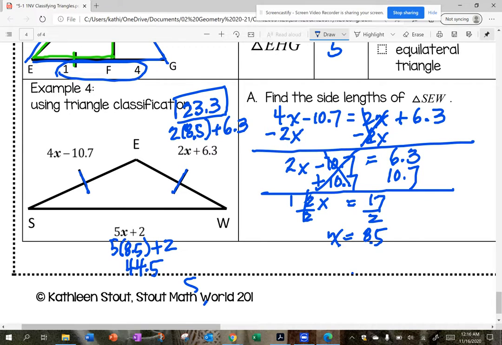And thinking about this, I want to check this other side, side SE. Since my 2 sides are congruent, when I substitute, I should get 23.3. So 4 times 8.5 minus 10.7, and I do get 23.3. So I know I did my algebra correct.